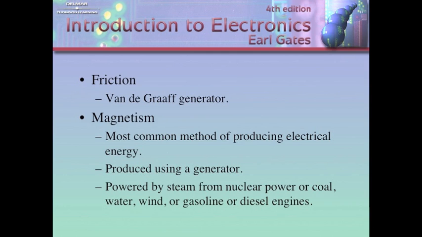Magnetism is the most common method of producing electrical energy. This is what we use, produced with an electrical generator. A generator can be powered by steam from nuclear power, coal, water, wind, gasoline, diesel. This is getting a lot of scrutiny now in the press. What better ways can we come up with for turning a generator?